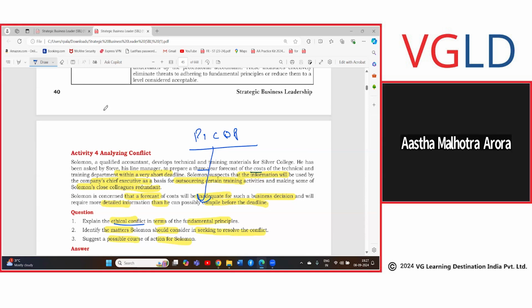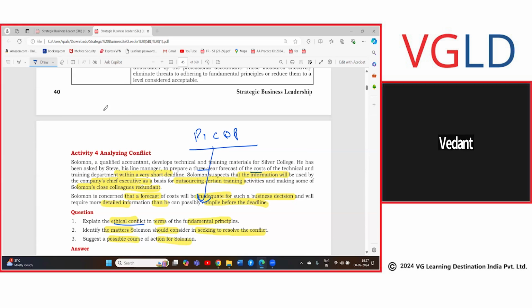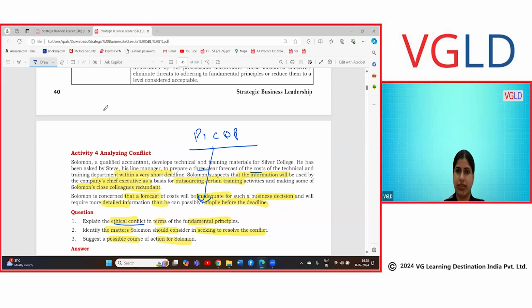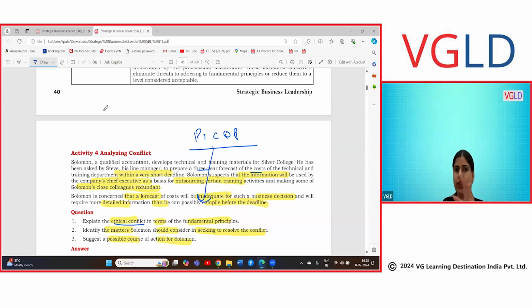It can also affect integrity, because he's thinking that his close colleagues will become redundant because of outsourcing of certain activities. And on the same point, it would be like assuming management responsibilities, because our activities are being used to take further decisions in terms of redundancy. Consider only the fundamental principles, that will be better. You can link that definitely, but they have specifically mentioned the fundamental principles, so I would recommend that.